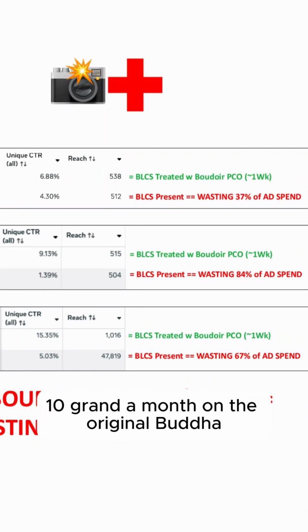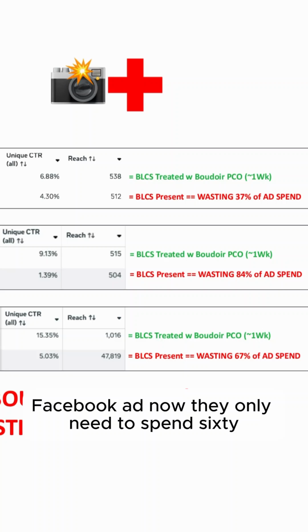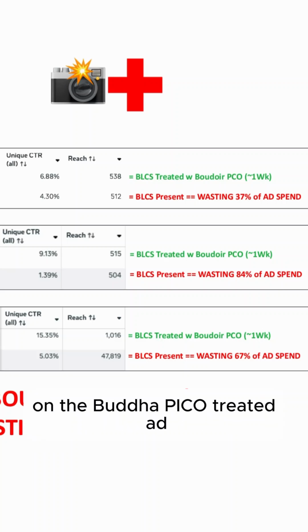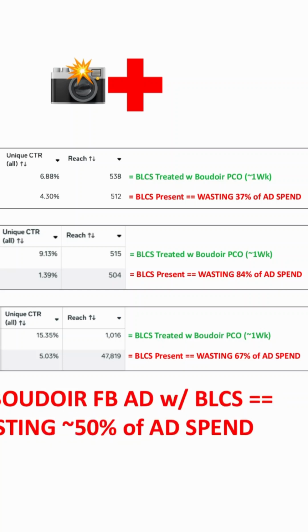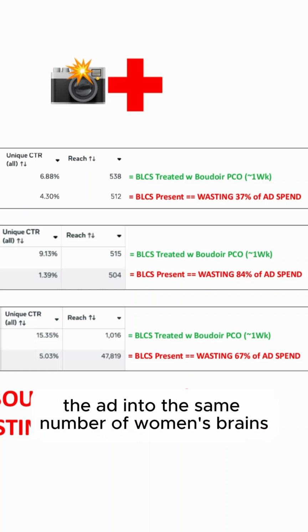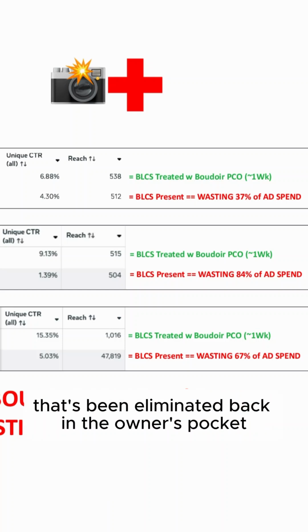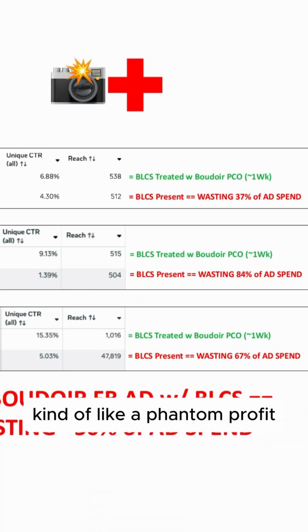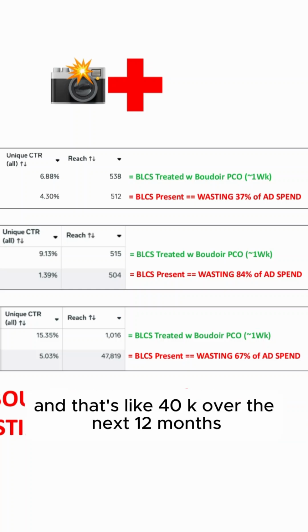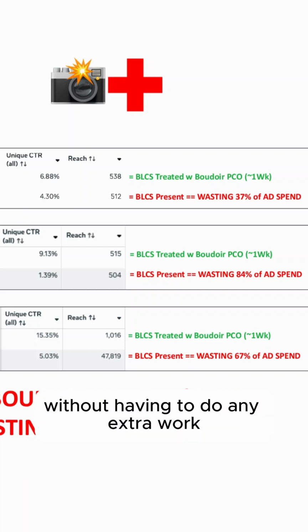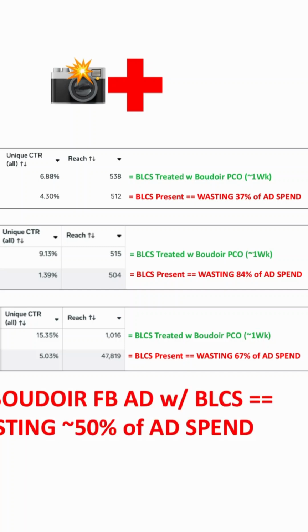So if they're spending 10 grand a month on the original Boudoir Facebook ad, now they only need to spend 6,300 bucks a month on the Boudoir Pico treated ad in order to get the ad into the same number of women's brains in both scenarios. So 3,700 bucks a month, wasted ad spend, eliminated, back in the owner's pocket. They no longer have to spend it, kind of like a phantom profit. And that's like 40K over the next 12 months without having to do any extra work.